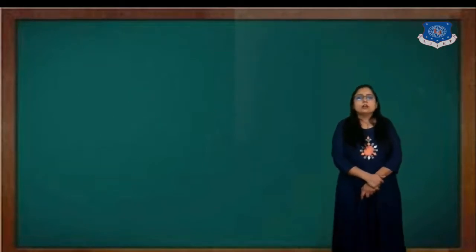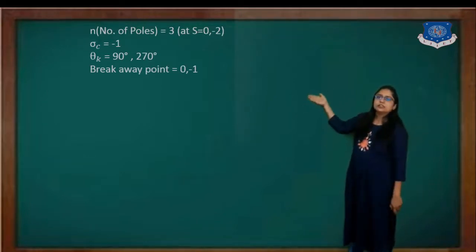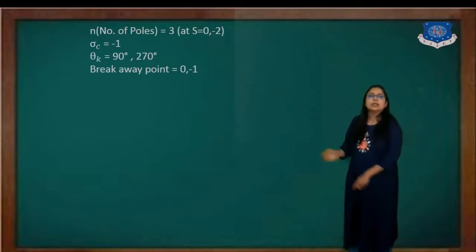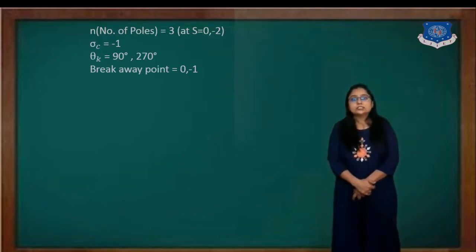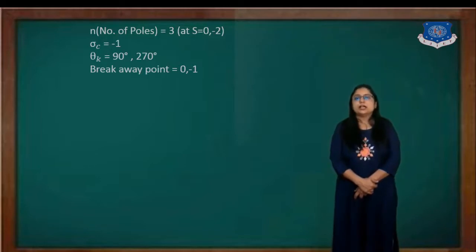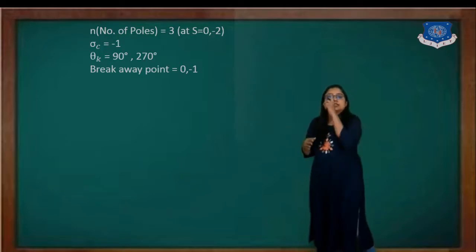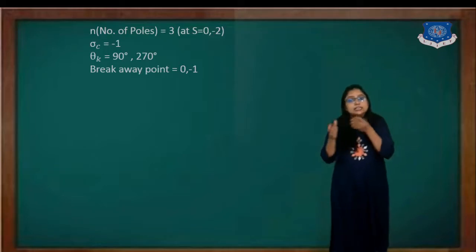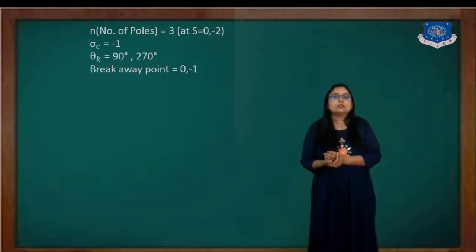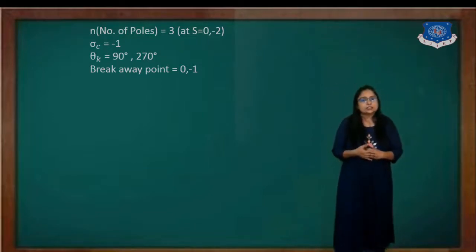Okay. Now next, what I'm just writing is whatever we get, that is the number of poles, then sigma c, then theta k, and then breakaway point. Here see, no need to find out the intersection point with the j omega axis. Why? Because my angle of asymptotes are what? It's a 90 and 270. If your angle of asymptote is less than 90 degree, then and then you have to find out the intersection point with the imaginary axis.